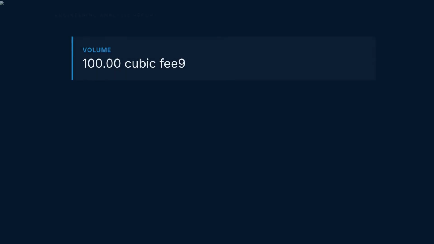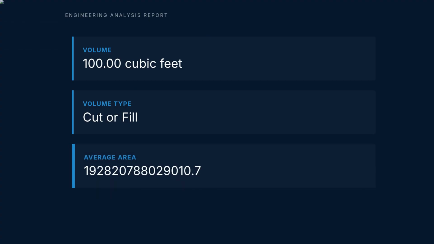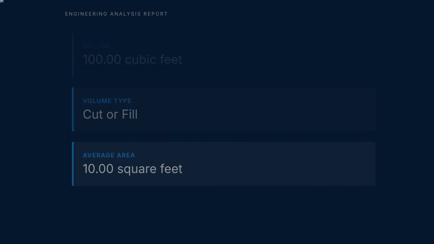The volume shows 100.0 cubic feet, which makes sense since we're averaging two 10 square foot areas over 10 feet. The volume type indicates this can be either cut or fill depending on your project context. The average area confirms 10.0 square feet, which is the average of our two input areas.